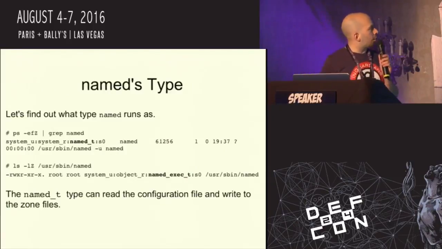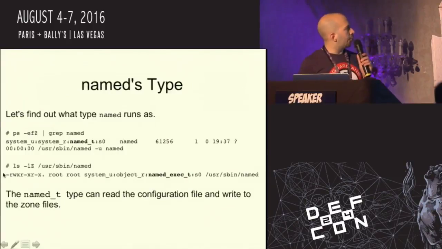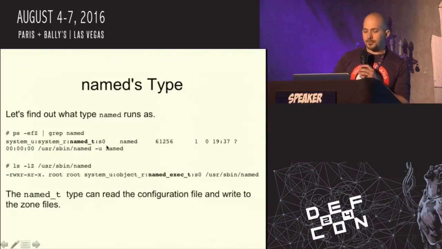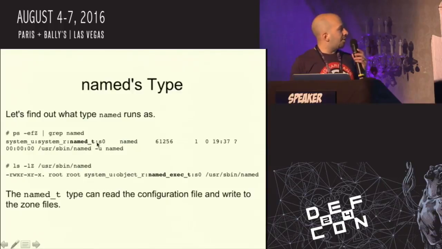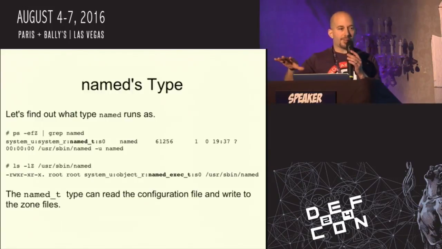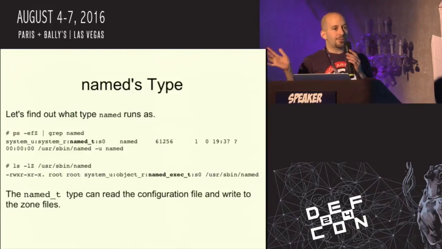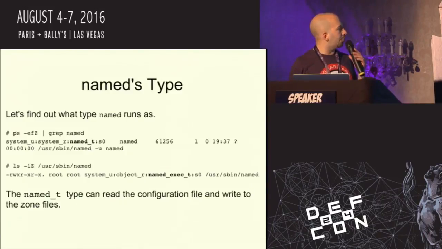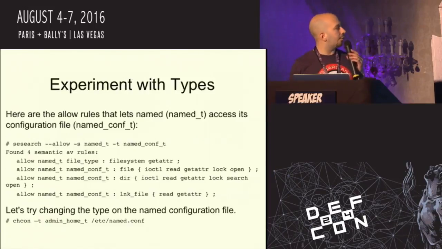So let's look at what bind runs as, or what named runs as. Named runs as named_t. So named_t is what named runs as. That's basically the name of bind or named's jail. Its domain is called named. And the binary itself is labeled as named_exec_t, and that differentiates who's allowed to run named_exec_t. Once they run it, the system transitions. We have a transition into named_t. So the named_t type can read the configuration file, and can write to files.